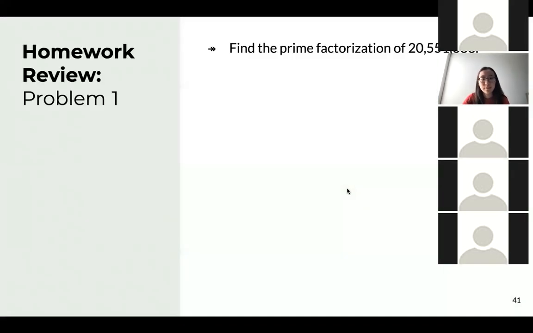All right, so this was the first problem on the homework. Find the prime factorization of 20,551,388. So if you solve this or want to take a guess at it, you can put your answer in the chat.